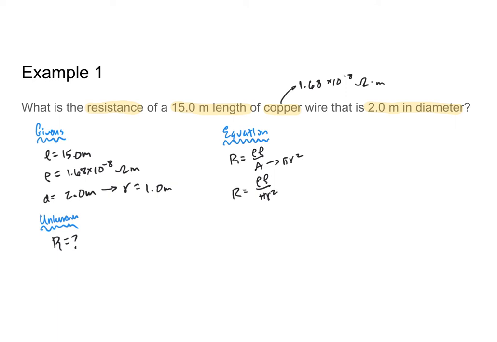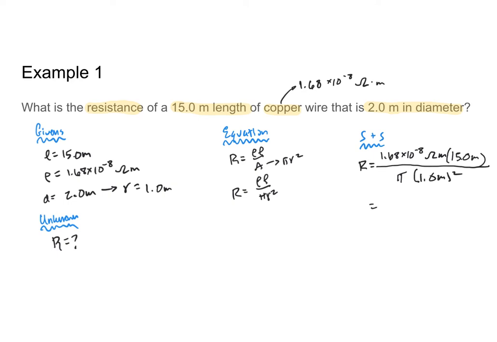Now that I have an equation that has just my givens and unknown, I'm ready to sub and solve. So resistance is equal to rho, so 1.68 times 10 to the negative 8th ohms times meters, times the length of my wire, which is 15.0 meters, divided by its cross-sectional area, which is pi times r squared, or pi times 1.0 meters squared.